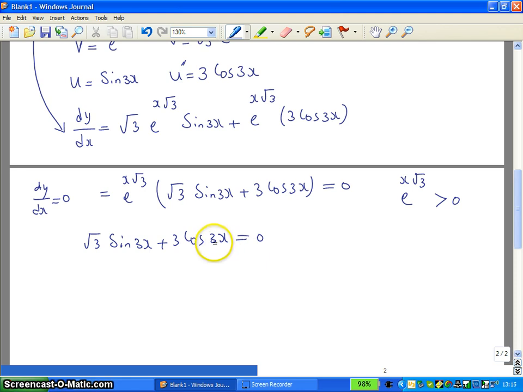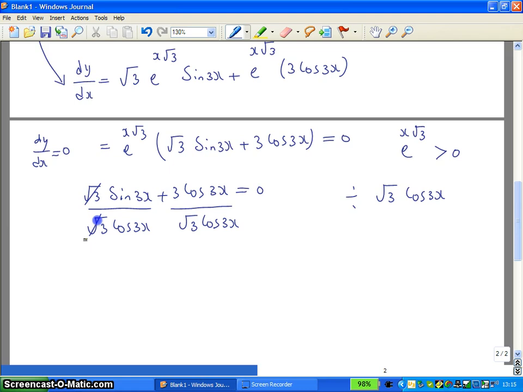The best thing to do, as we can see, when we've got a sine and a cos in a trig equation, is divide by cos to get tan. That's the easiest. So let's divide everything by root 3 cos 3x. We do that, root 3 cos 3x, do the same here, root 3 cos 3x. So from here that cancels out, so I get tan 3x plus that one, and that cos cancels out there as well.